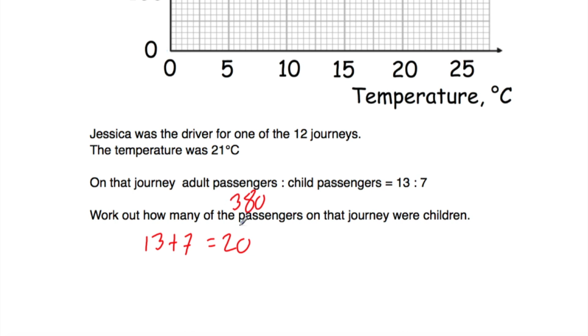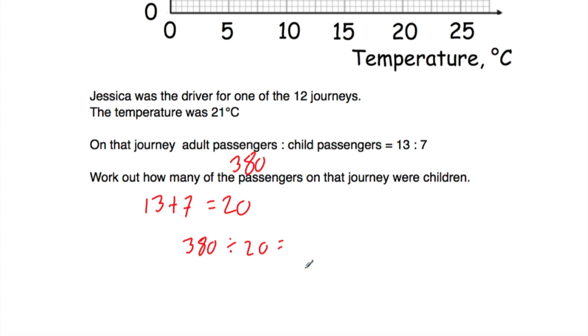Now we know that there's 380 passengers. So if we divide that by the total number of parts, 380 divided by 20, that'll tell us how many passengers are in one part. So 380 divided by 20 is equal to 19. So that means there's 19 in one part.